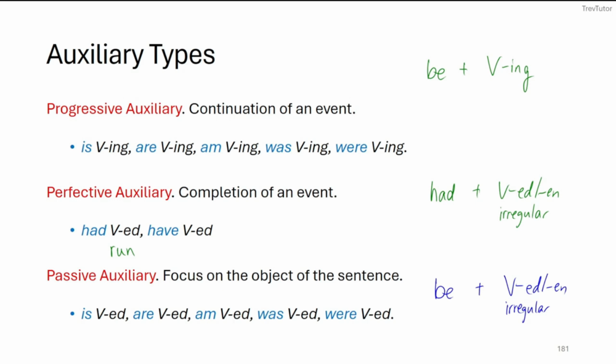So the little trick to remember these is be plus ing gives us progressive, had plus our en suffix is perfective. And when we take be and we combine both of these, so be and the participle, ed-en ending, then we get a passive voice. And there is a strict order that these have to occur in if they do occur.